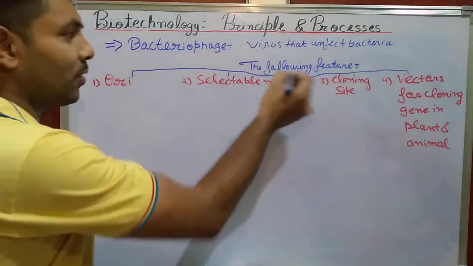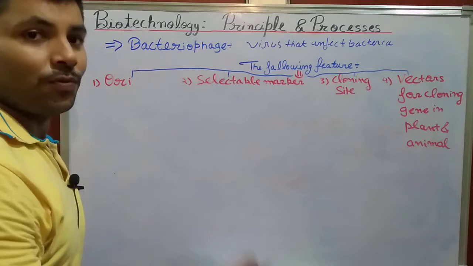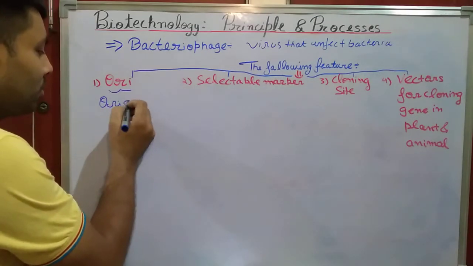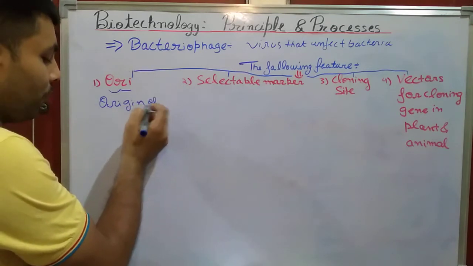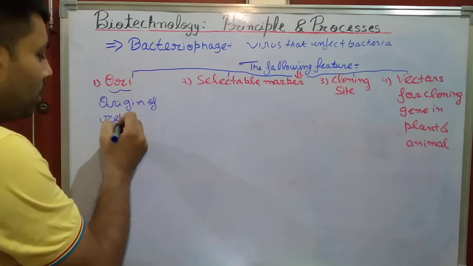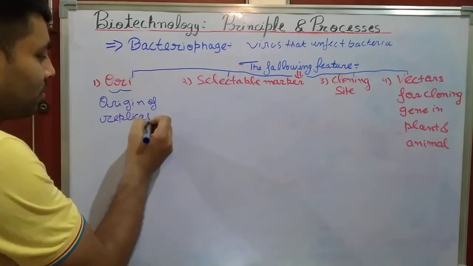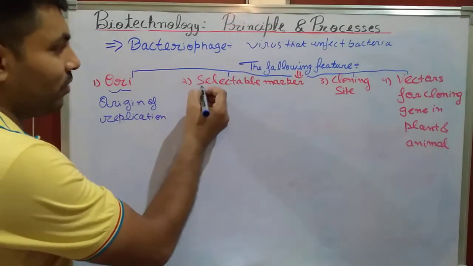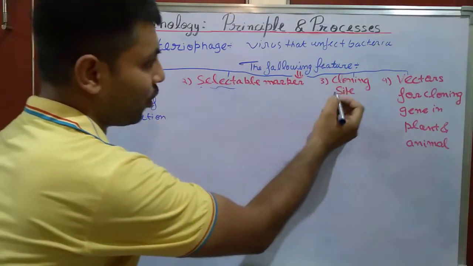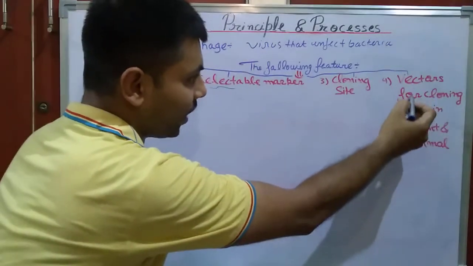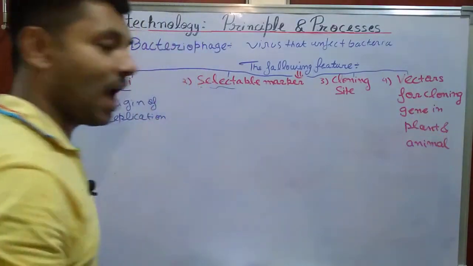Now see the following features. It is divided into 4 classes. First one is ORI, origin of replication. Second point is selectable marker. Third point is cloning site. Fourth point is vectors for cloning genes in plants and animals.